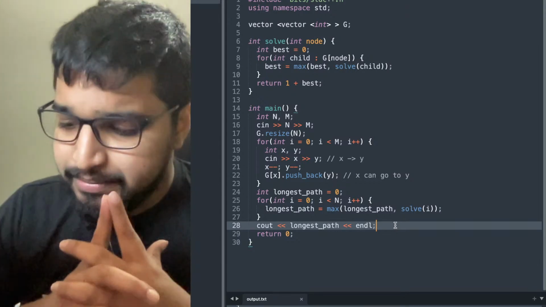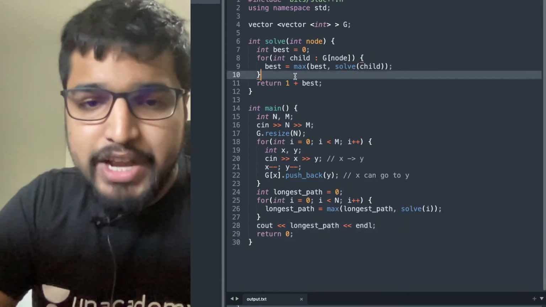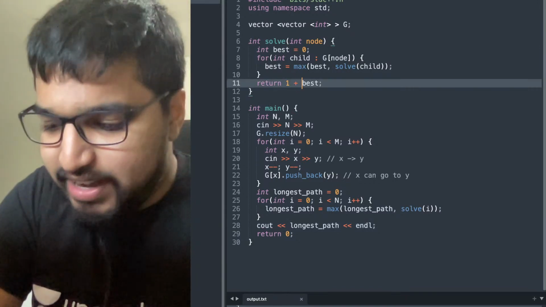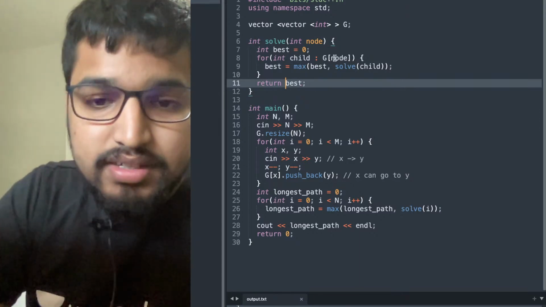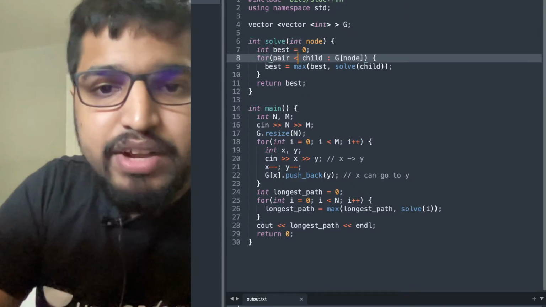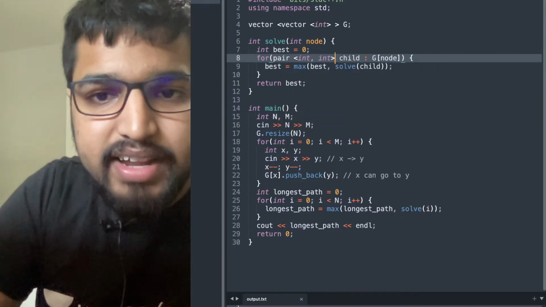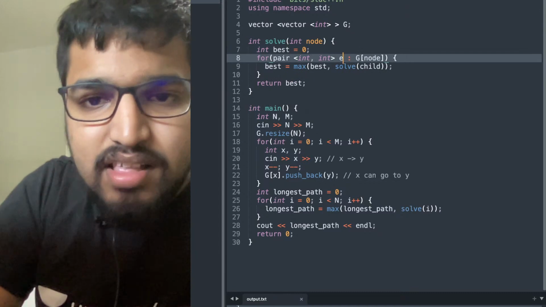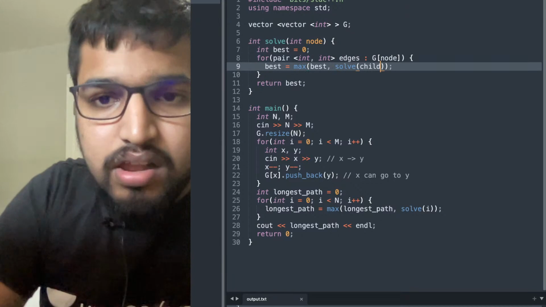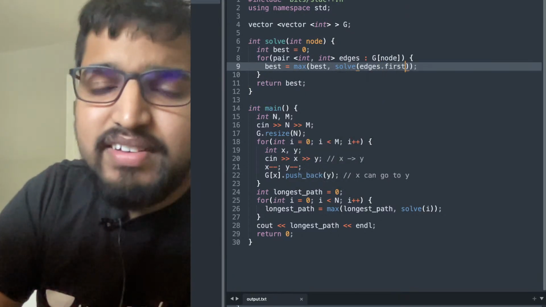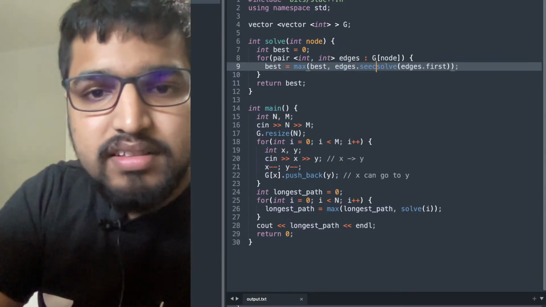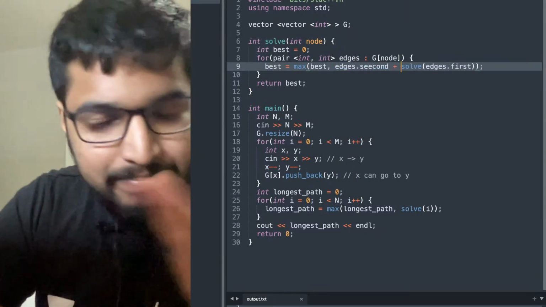Aniket is asking what if the edges were valued. Now, just like you iterate over the edges, you write pair of int, int edges. I'm just writing it here. Edges dot first, let's say edges dot first is the node. We just write this. Simple.